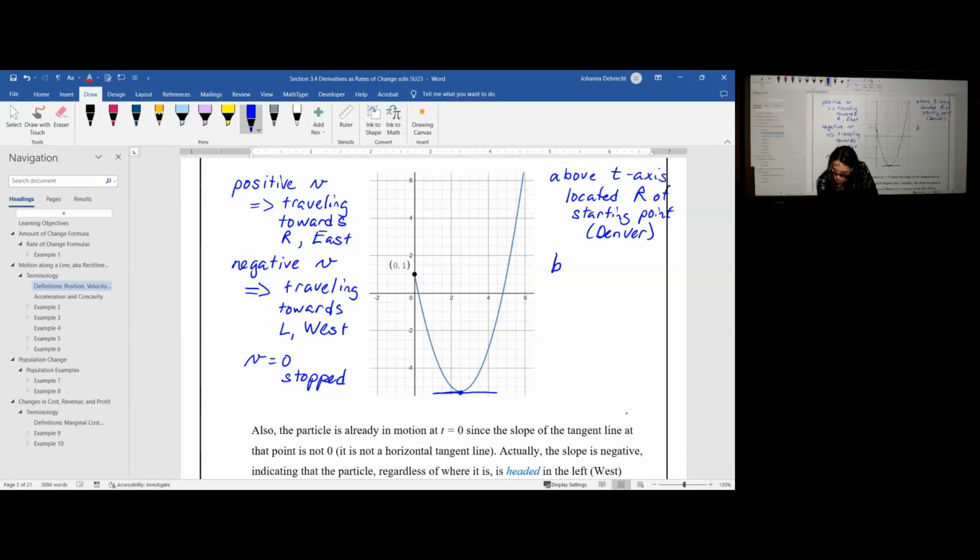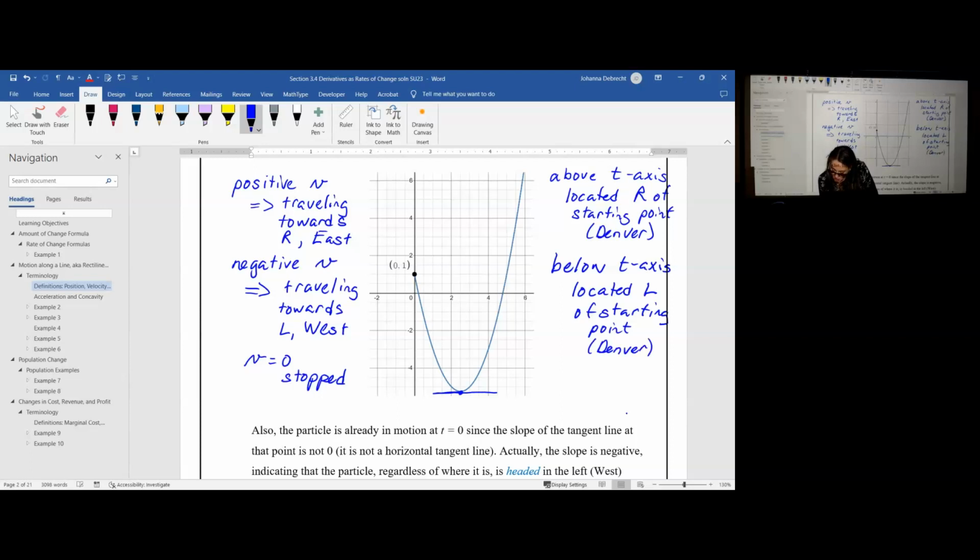If you are below the t-axis, then you must be located to the left of the starting point, or Denver. That doesn't mean you're headed left or headed right. You can be west of Denver and be headed east or west or north or south, but our car is moving along a straight line.